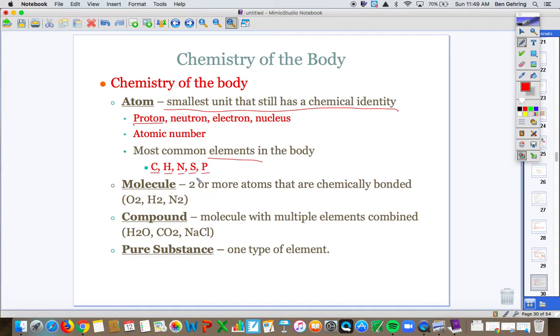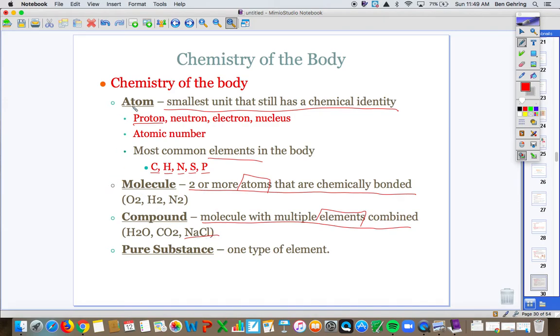If we have two or more of these come together, we form what's called a molecule. So any two or more atoms chemically bonded make up a molecule. So two oxygens, two hydrogens, two nitrogens, two oxygens and a carbon, one oxygen and two hydrogens, those are all molecules. A compound is a molecule with multiple different elements combined. So a molecule is two or more atoms, compounds are two or more elements. Examples would be water, carbon dioxide, NaCl, which is sodium chloride, table salt.